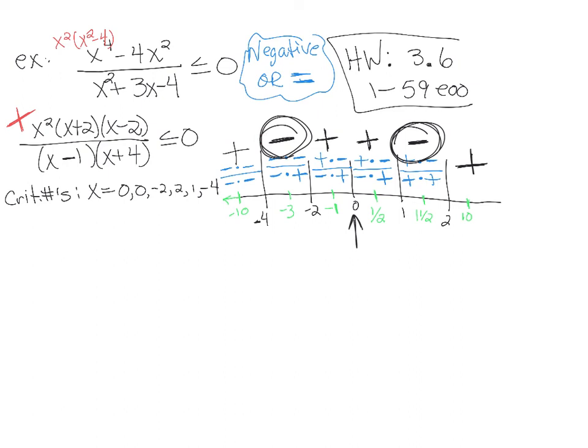I have negatives in this interval. So from -4 to -2, I have that interval that makes it a true statement. Now I have to figure out if I include the endpoints or not. Now, the -4 is a factor from the denominator. I can't divide by 0, so I can't include the -4.